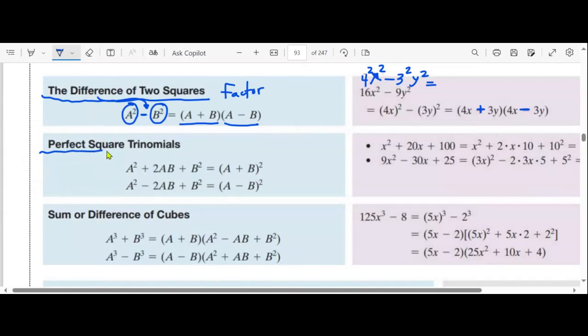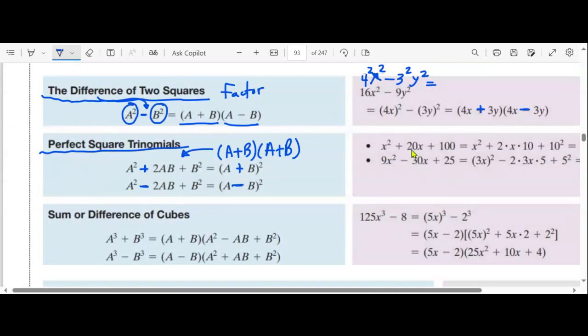Now, the second rule is the perfect square trinomial. I have a squared plus 2ab plus b squared. If you want to factor it, it's going to be (a plus b) all squared. If you are not sure, then you just say (a plus b)(a plus b) and do the FOIL method. It should give you back the original expression. So now remember, if this is positive, this has to be positive. If this is negative, this has to be negative.